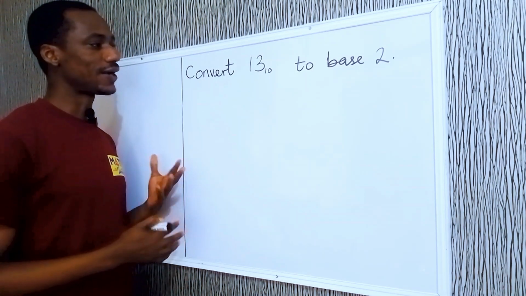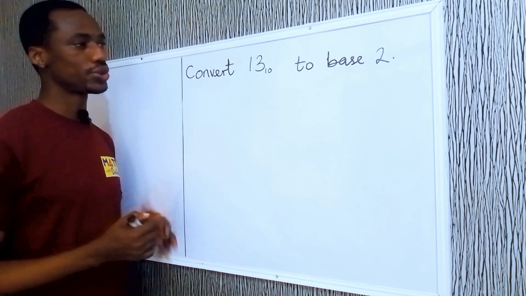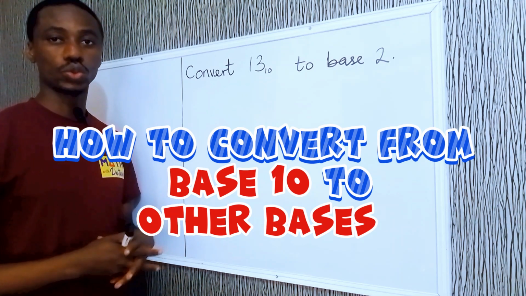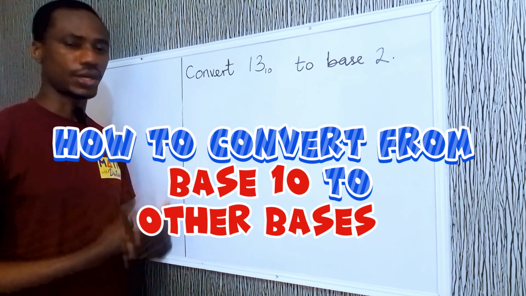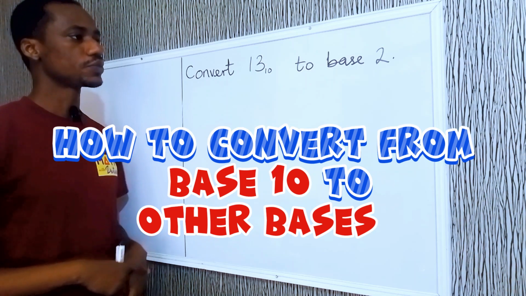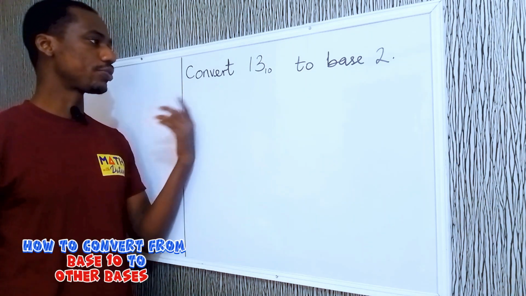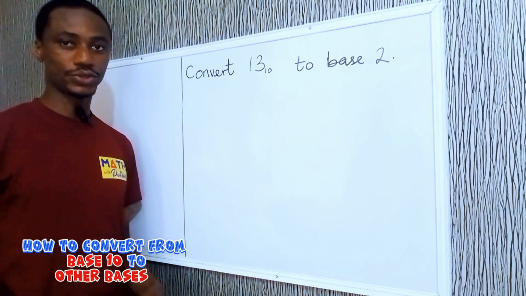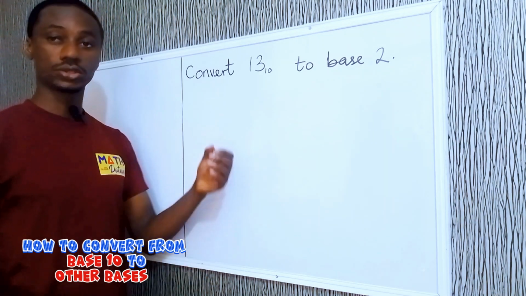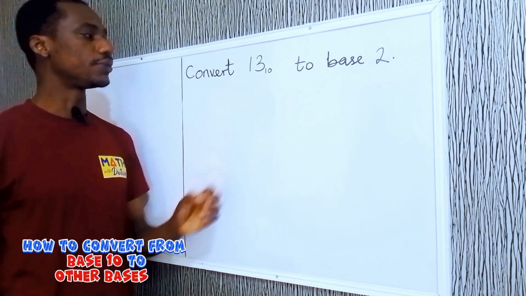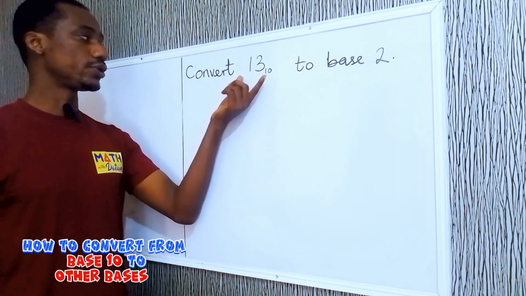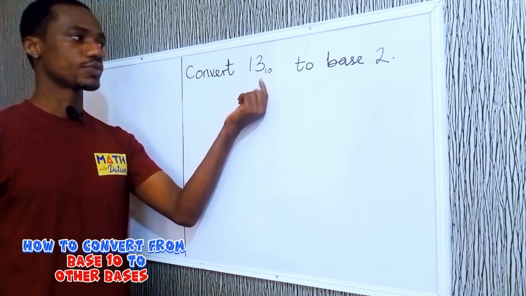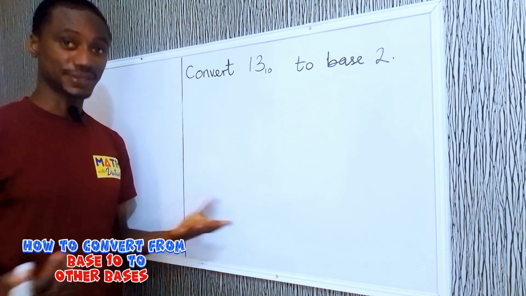All right. In this video, I want to show you how to convert a base 10 number to a binary number or any other number base. Here we're taking an example converting 13 base 10 to a number in base 2. And I also like to tell you that most times you could see a base 10 number without any base written, and then you know that that number is in base 10.